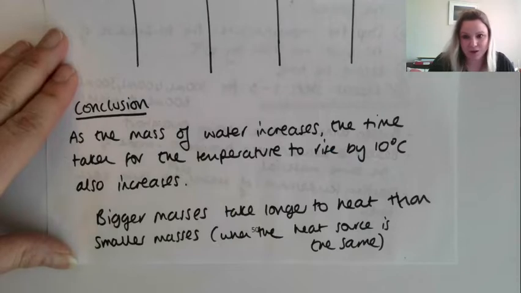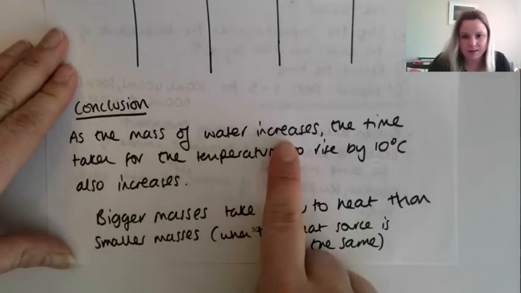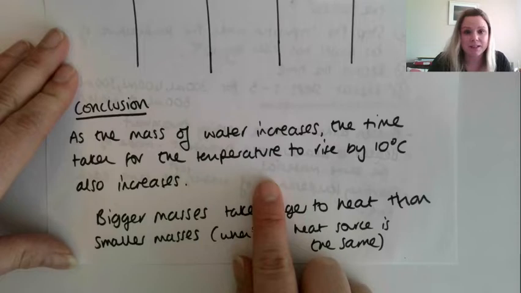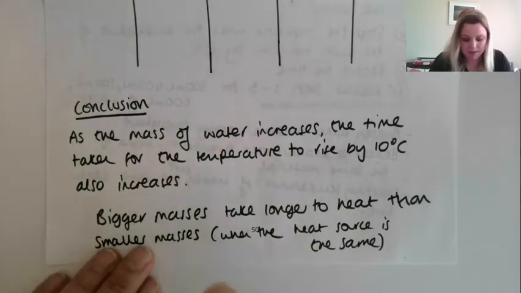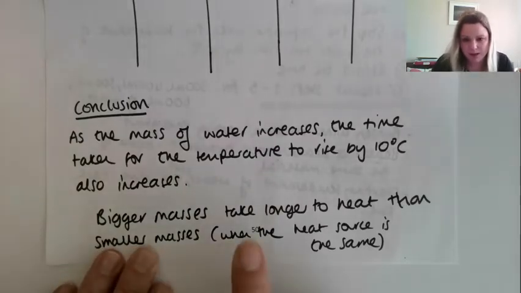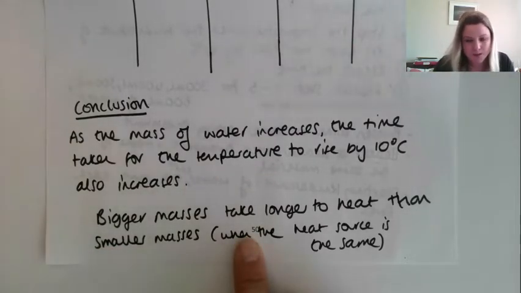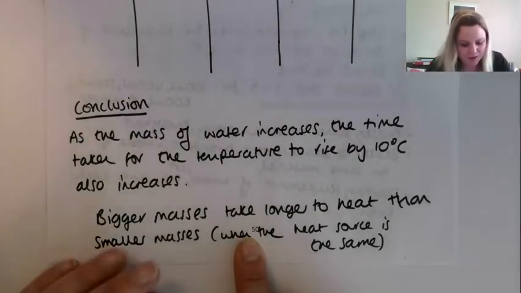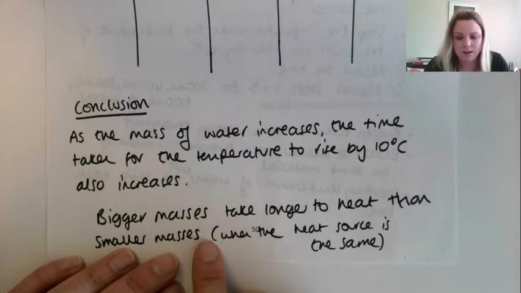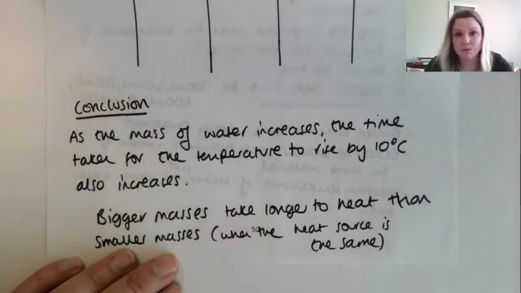Okay, so here's our conclusion. As the mass of the water increases, the time taken for the temperature to rise by 10 degrees Celsius also increases. Then I added on here at the bottom, bigger masses take longer to heat than smaller masses, but I've added in here, which is important, that's when the heat source is the same, because obviously if you had a big mass but you had a really high energy heat supply, that's going to heat up quicker than if you have a small mass and a really rubbish heat supply. Do you know what I mean? So as long as it's a fair test, the bigger masses will take longer to heat than the smaller masses.